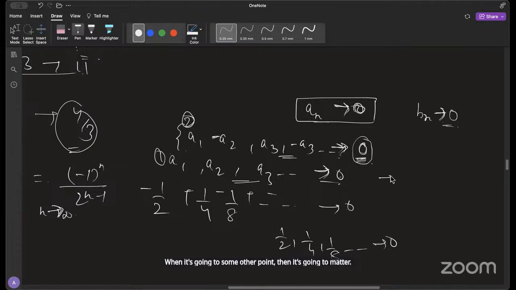If this sequence was going to say 1, then this sequence might not go to 1. This sequence might not even converge then. Ma'am, same goes for infinity and minus infinity.